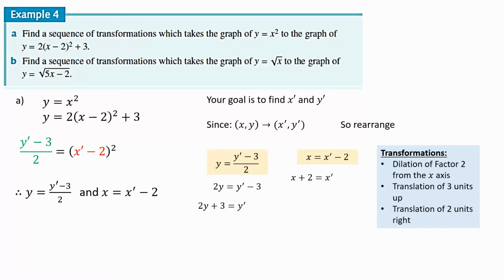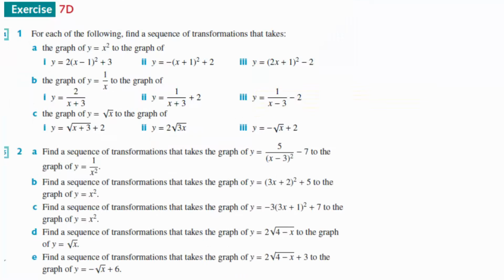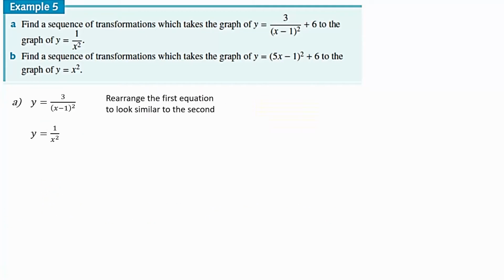That's 7D. Okay, so 7D is tricky only because of the goal. You have to find out how to find x dash, y dash. And the reason why it gets difficult is this example. The reason why this example is tricky is because now you're moving from the old equation to the new.